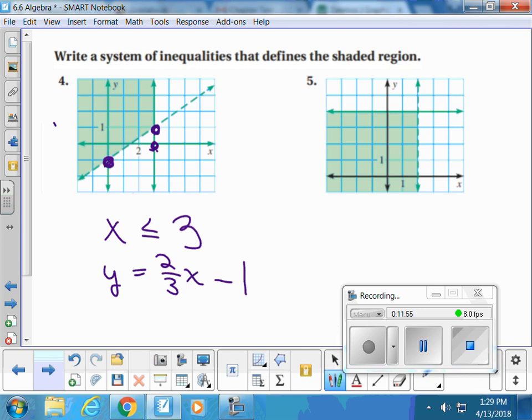And then it's a dotted line, so we either want this symbol or this symbol. And do you think they're shading above or below? Looking at our diagonal line. Above or below? Above. So we'll want a greater than sign.